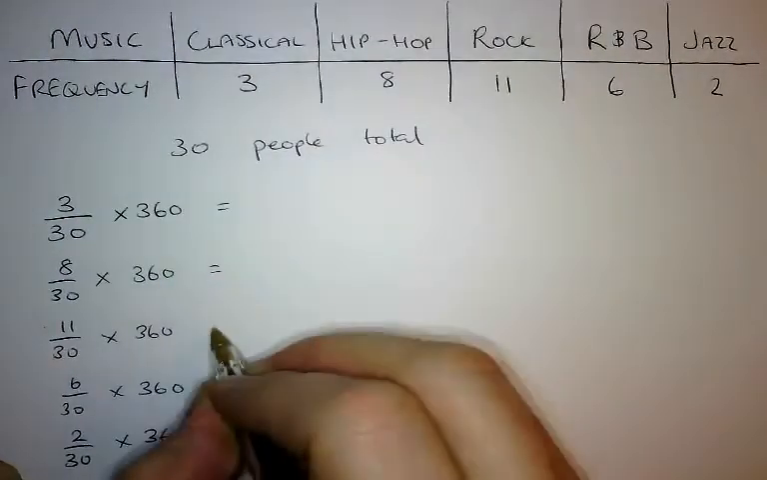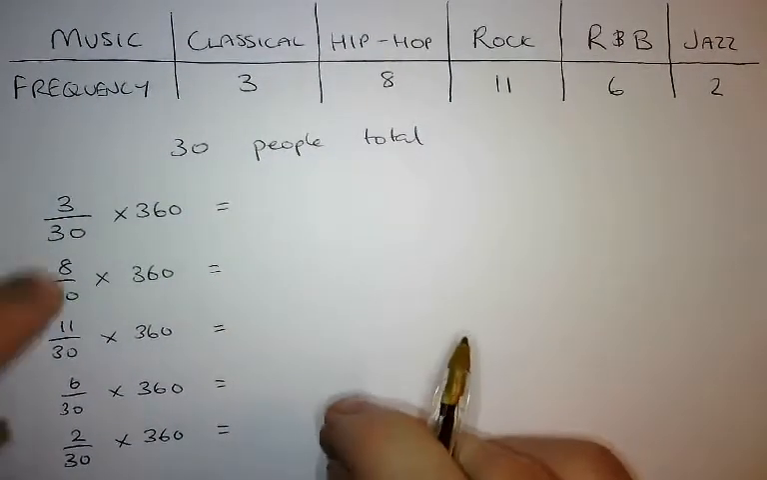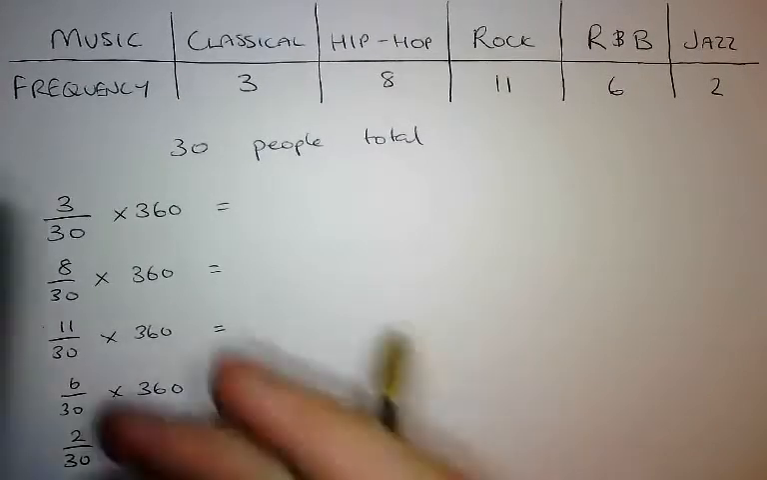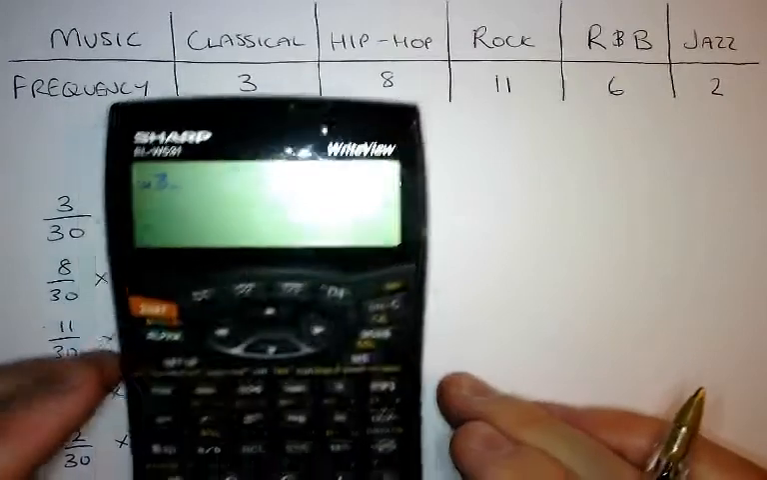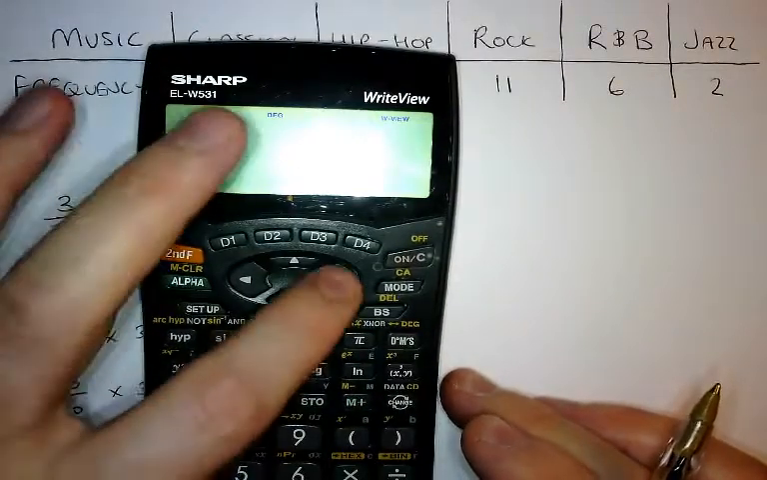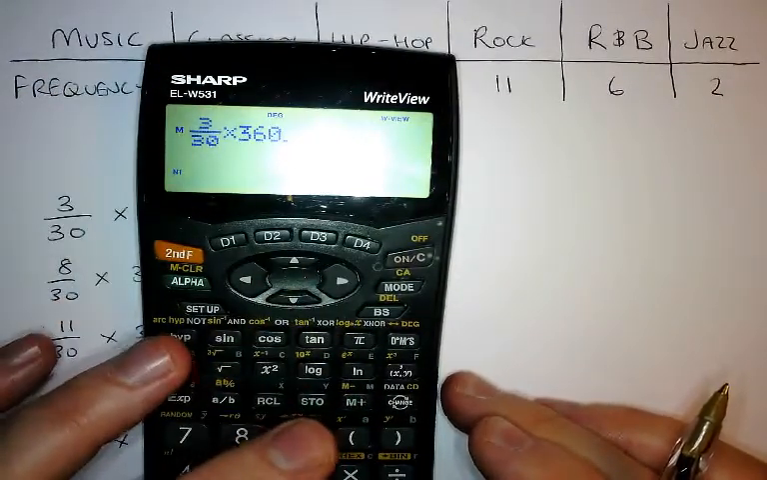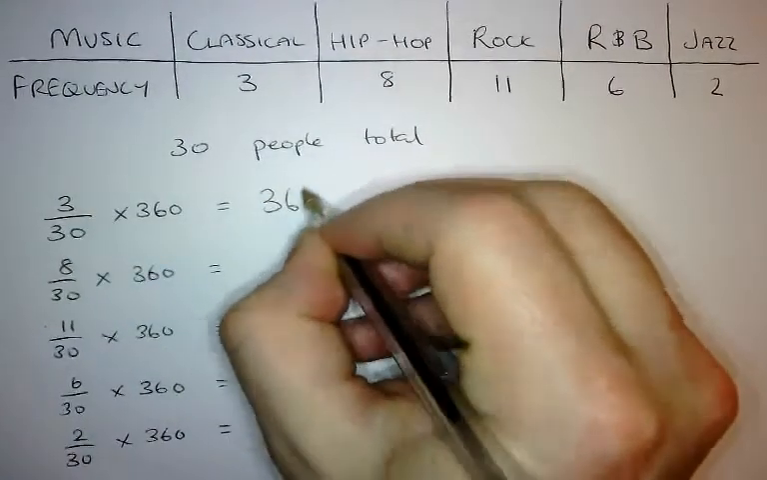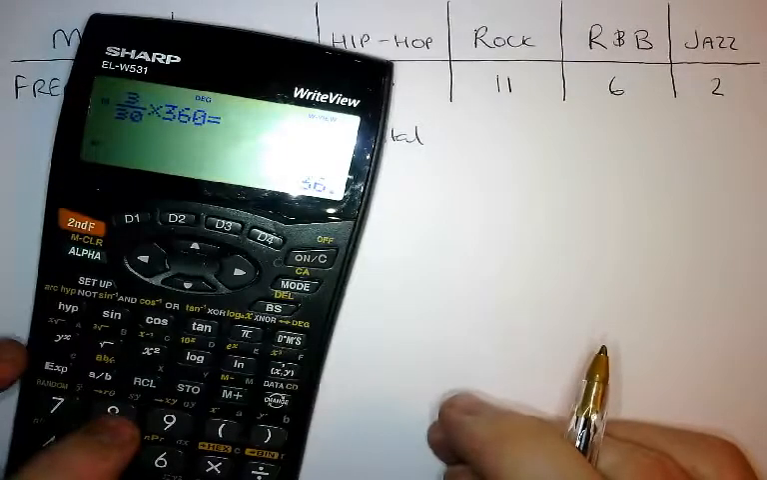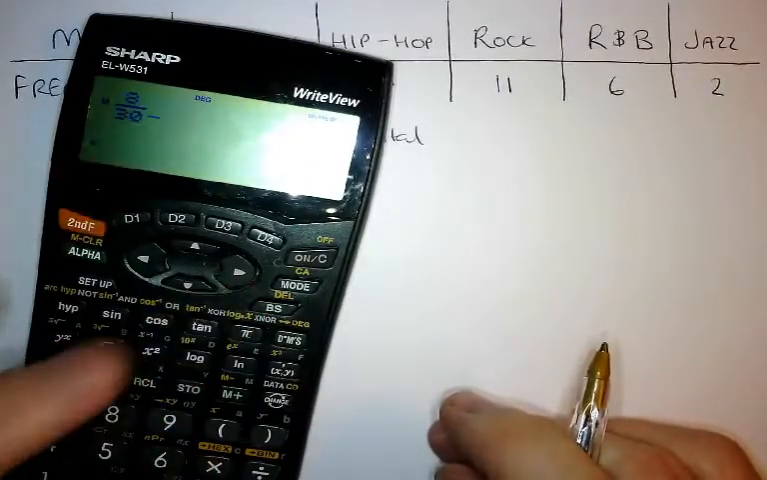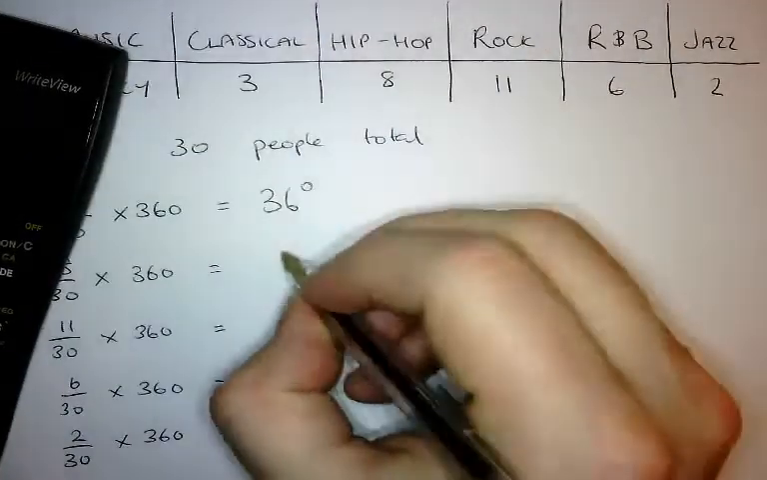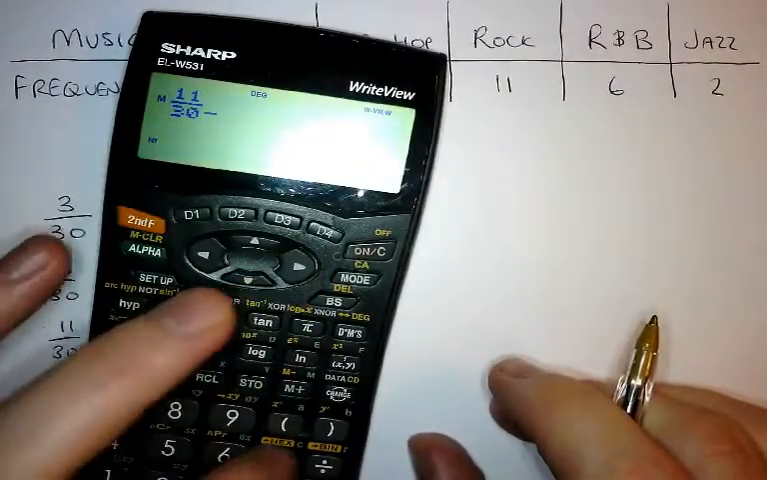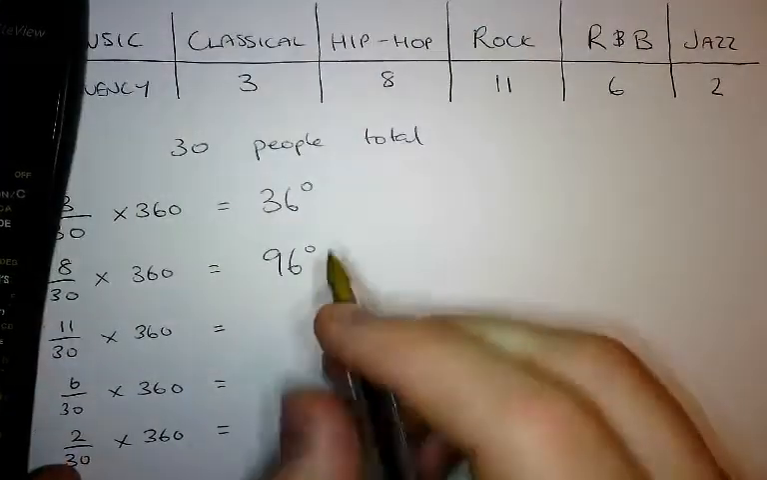So let's see what happens there. Literally all I'm doing in the calculator is 3 over 30 multiplied by 360. That's all I'm doing on the calculator. And I get that it's 36 degrees. Then 96 degrees. You can go ahead and try to do this ahead of me. You'll probably be faster and more adept at the calculator than I am. 132 degrees.